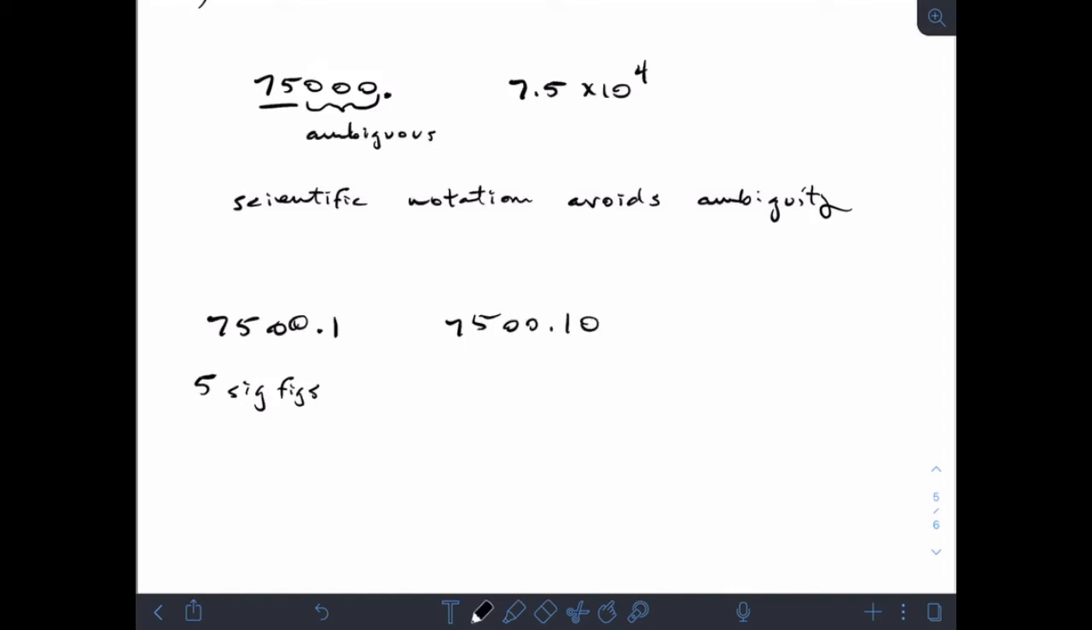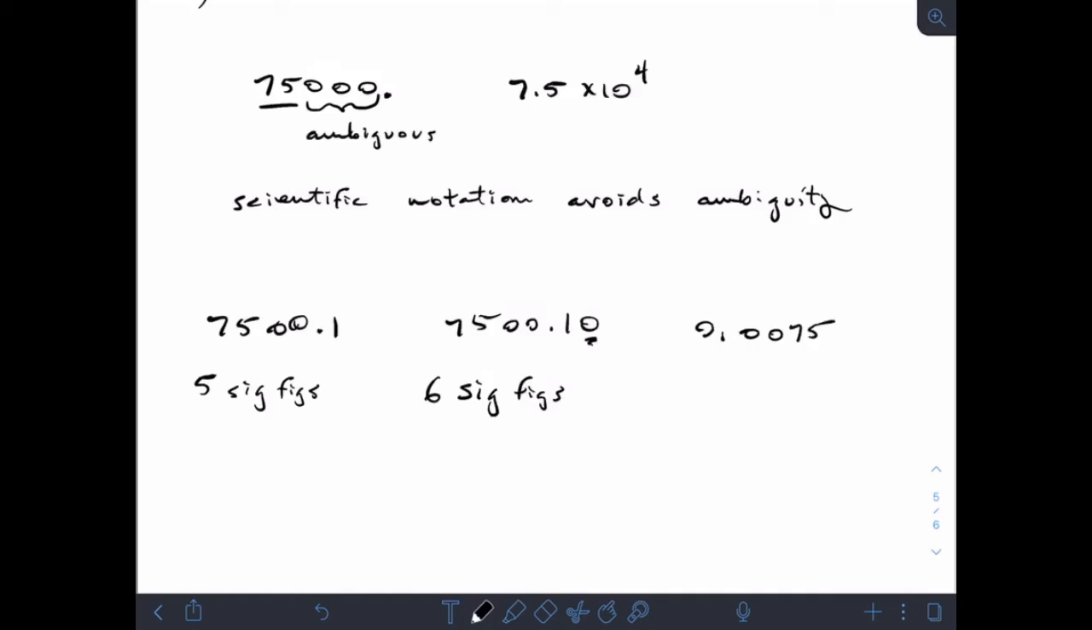7500.10. Right, all non-zeros count, all zeros between non-zeros count, and all trailing zeros count. In other words, this 0 to the right counts as long as we have a decimal place. So this number has 6 sig figs.